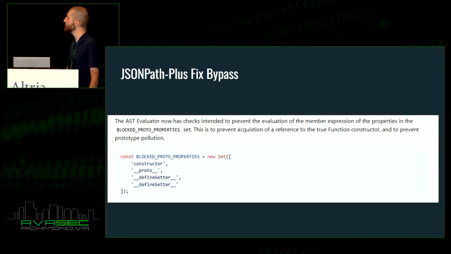So the big thing they did is they added this list of blocked proto properties that you're not allowed to get. Fortunately, it was not implemented properly, and we'll get into that. But these were intended to prevent bad things from happening by processing these expressions in their AST evaluator.